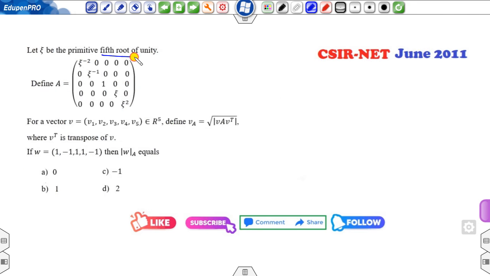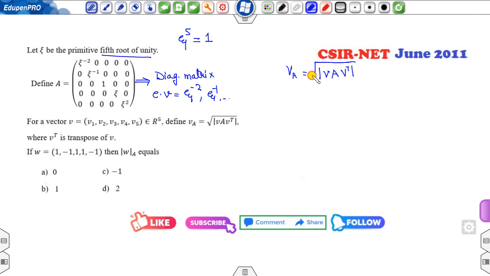Xi is the primitive fifth root of unity. Xi raised to power 5 is 1. Matrix A, clearly, is a diagonal matrix, so the eigenvalues are the diagonal entries. These are my eigenvalues. V is defined as V A V transpose. Then your target is to find this one.